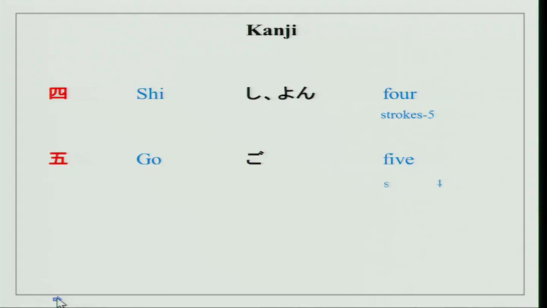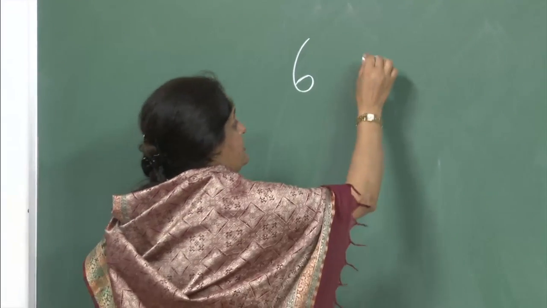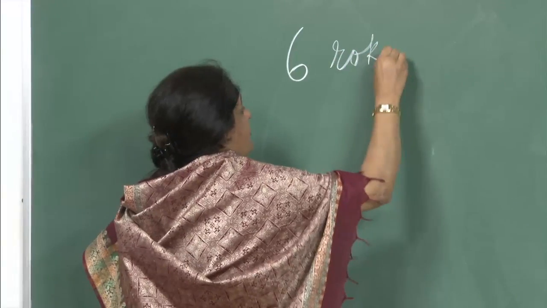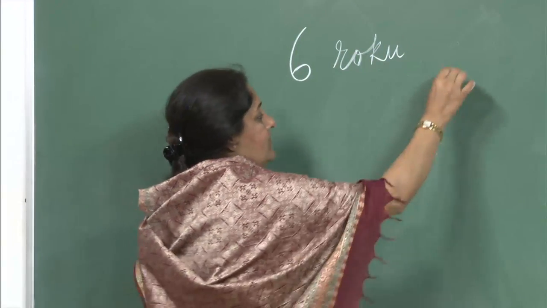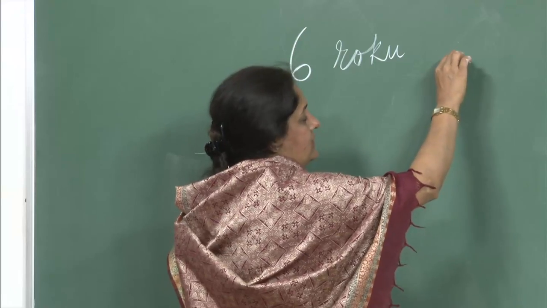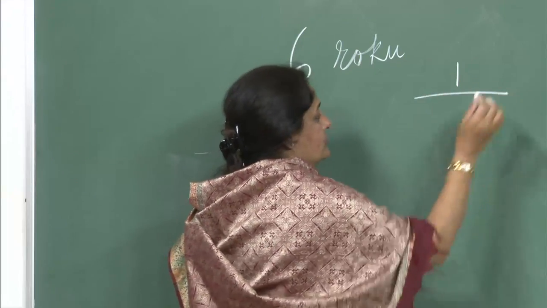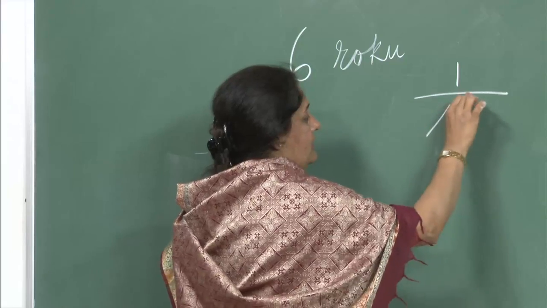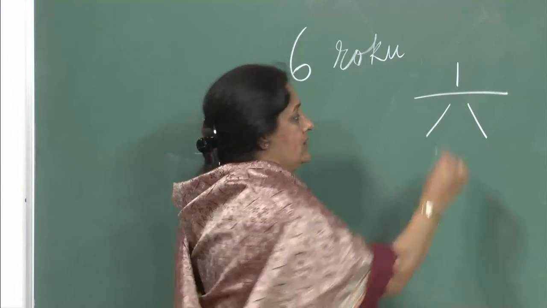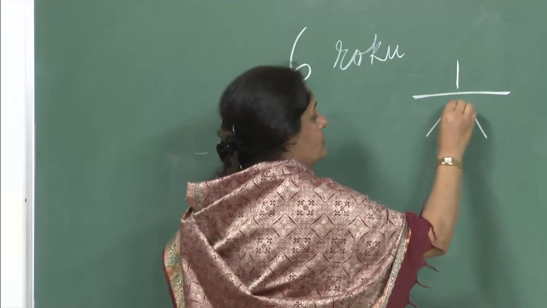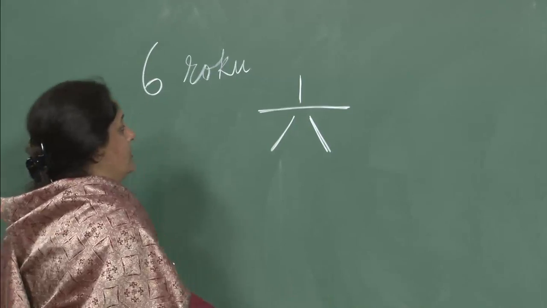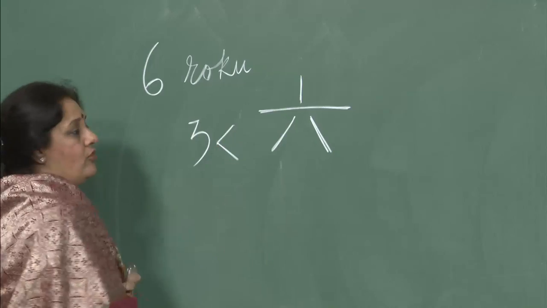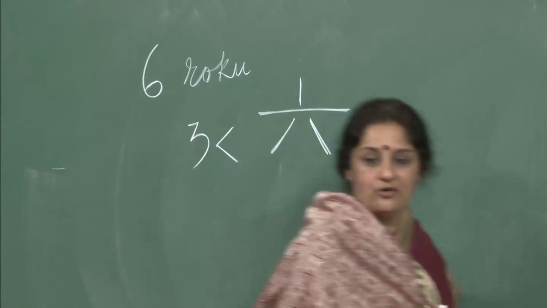Then we will do six over here, which is roku. It is very simple, not difficult at all. One, two, three and four, like this. One, two, three and four. Roku, roku. Is that okay? Please remember roku.